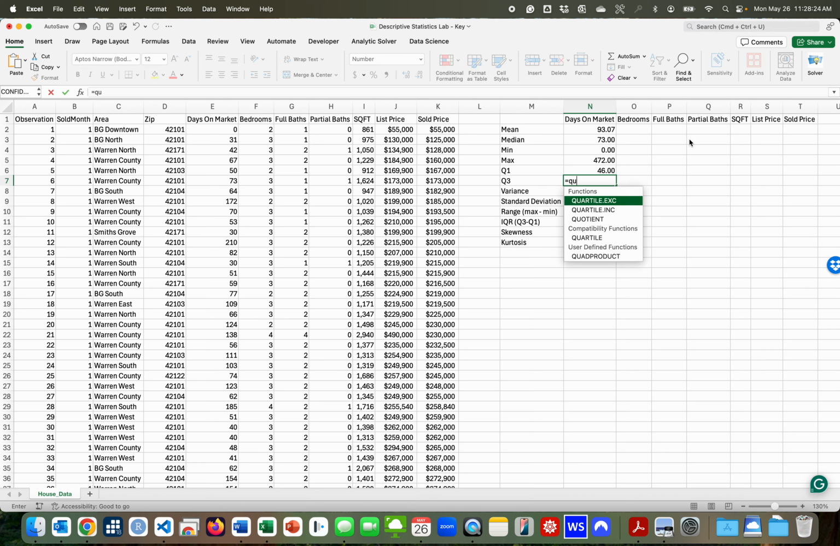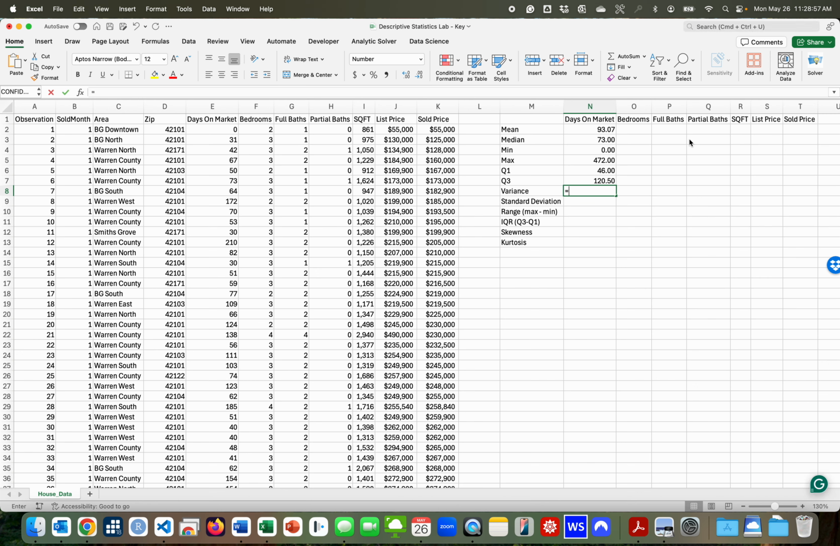Q3, we're going to do the quartile. Start typing QU as soon as quartile is highlighted. Go to inclusive, hit tab, E colon E, comma 3. And this is going to give us the third quartile, which is 120 days, or 120.5 days. So this is the same as the 75th percentile. So approximately 75% of homes sell in 120 days or less.